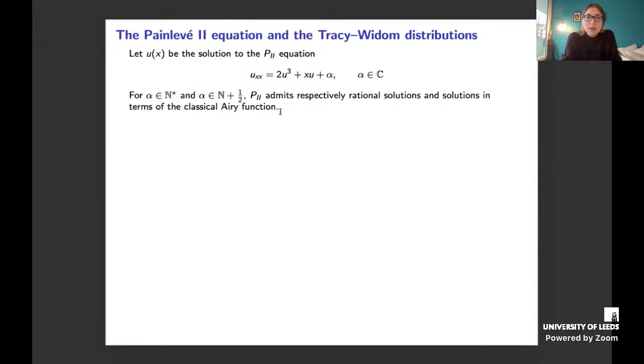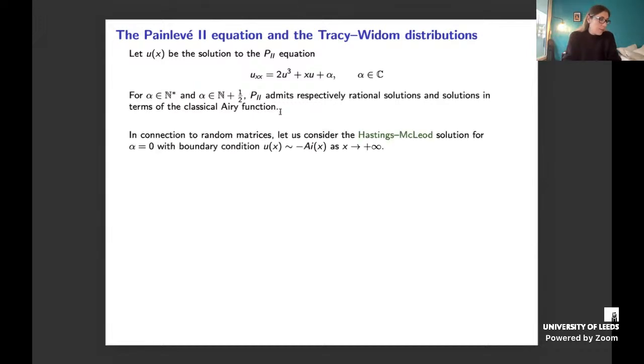The case that is interesting here, and is related to random matrix theory, is the one where alpha equals 0. This is known as the Hastings-McLeod solution, where you add the boundary condition that u of x behaves as minus the Airy function for x going to plus infinity.